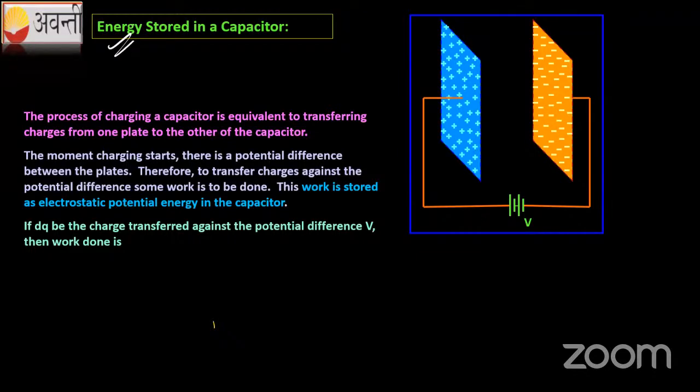Clear now? Clear, right? Concept clear? एनर्जी कैसे स्टोर होता है, कॉन्सेप्ट क्लियर ना?